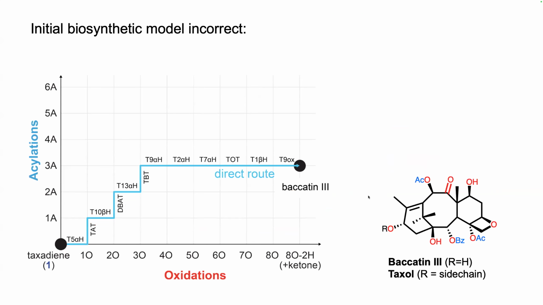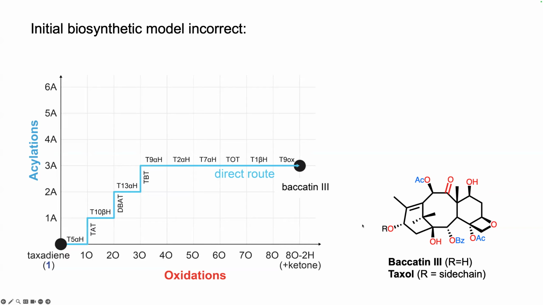Beyond the requirement of that gene, we found some other surprises. The main one was just that our core model for the biosynthetic route seems to be partially incorrect. We thought that we would just have to add the modifications that we see in our final product, which is 9 oxygenations in red and 3 acetylations in blue, which I'm showing here on these X and Y axes for this biosynthetic route. That would be sufficient to give us Baccatin 3, which is just Taxol minus its side chain.